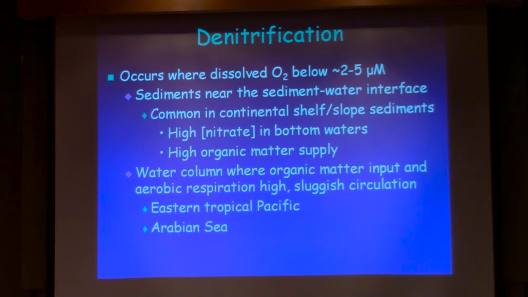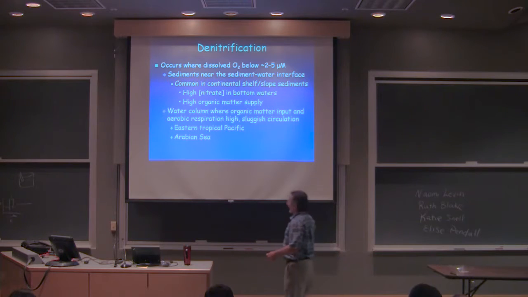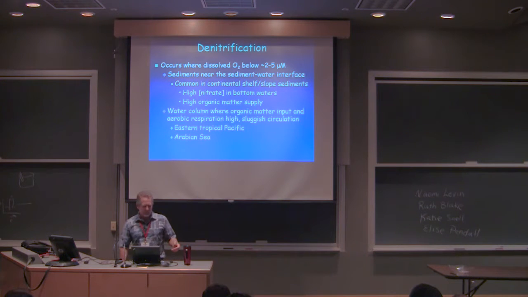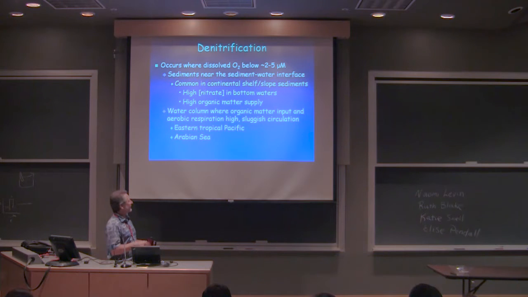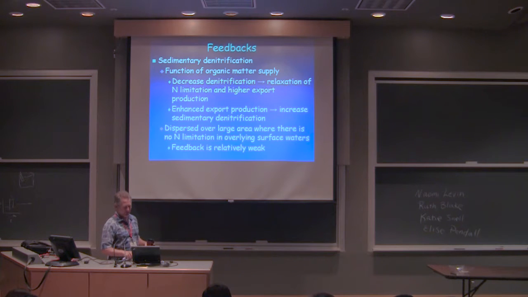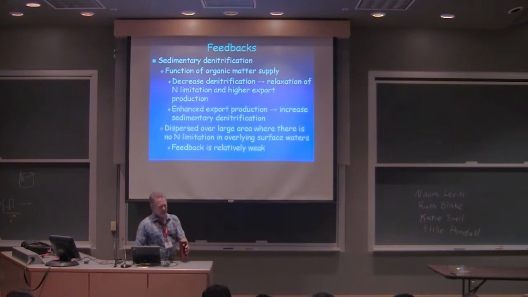And again, that's in sediments near the sediment-water interface, and it's common in shelf and slope sediments where there's high nitrate concentration, high organic matter supply, and low oxygen in sediments. And it also occurs in areas where there's high production and sluggish circulation, the Eastern Tropical Pacific and the Arabian Sea.